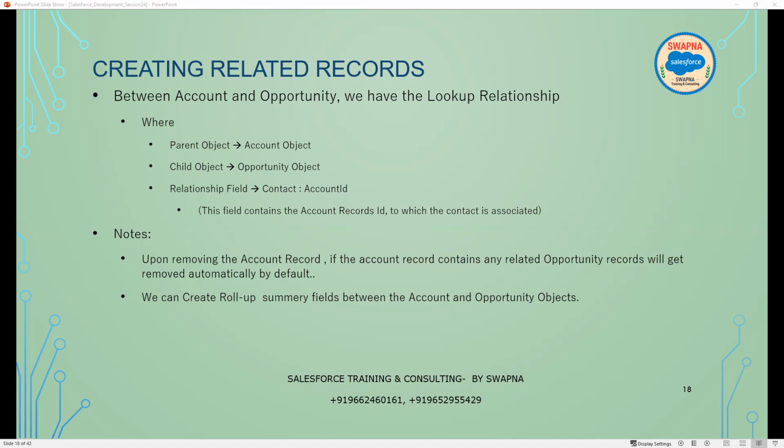Ma'am, in that relationship field, it is mentioned contact dot account ID, it is wrong. Yeah, this is incorrect. It should be the opportunity. On the opportunity also we have an account ID.